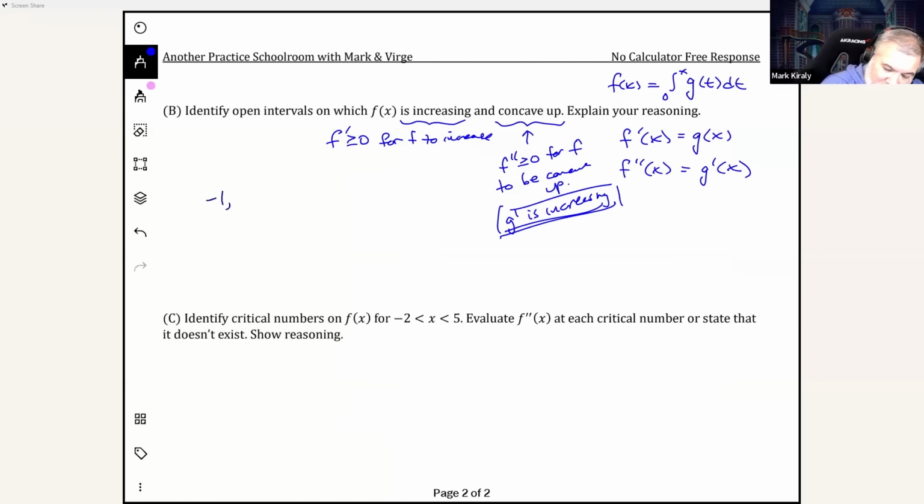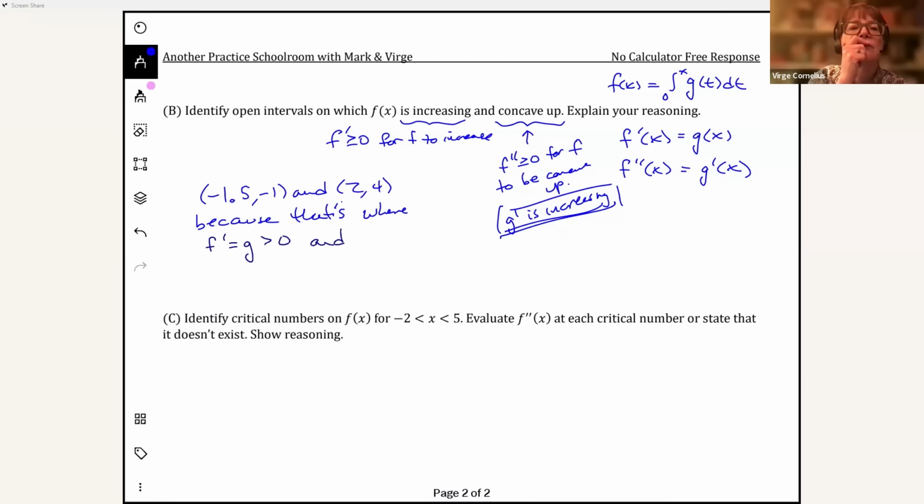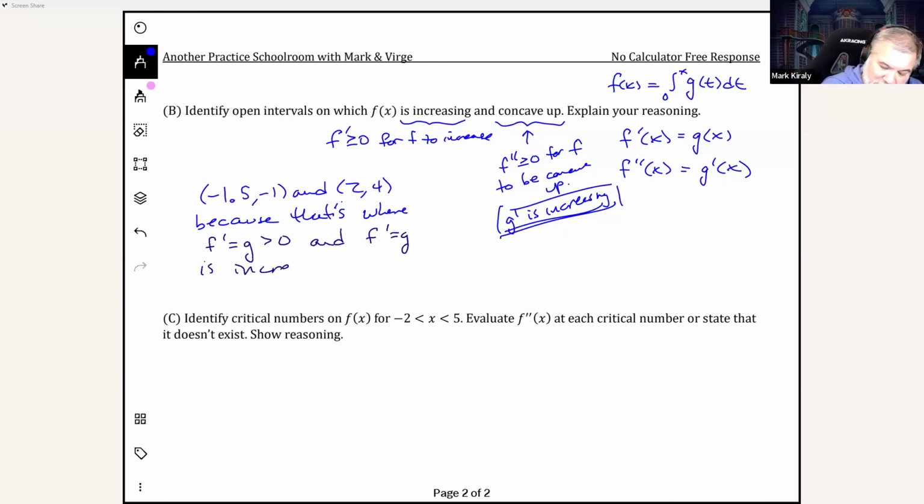So let's see, from negative 1.5 to negative 1, and from 2 to 4, because that's where f prime equals g is greater than 0, and where f prime equals g is increasing. Great.